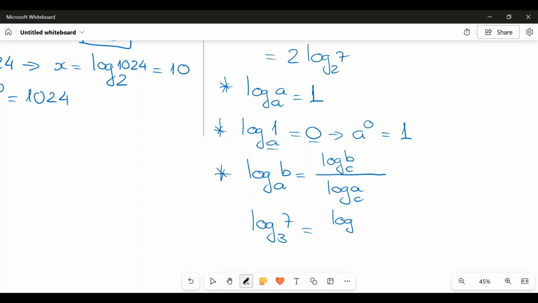For example, I have log base 3 of 7. And now I want to rewrite this as log base 2. So log 7 over log 3, and I put number 2 down here as the base. Okay.